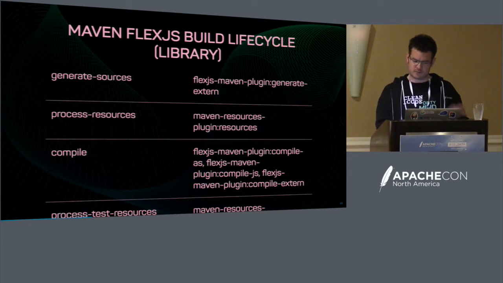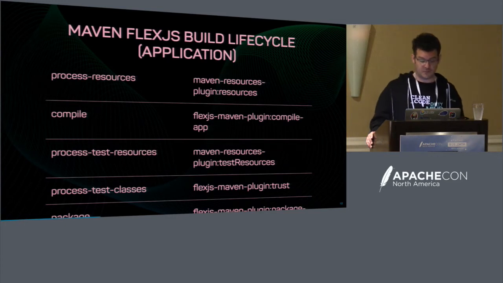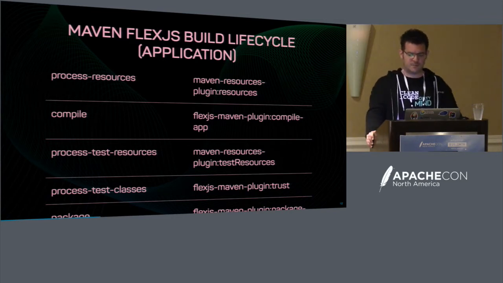Well, this is the life cycle for a library. So if I say type SWC, that's what's going to happen. If I put SWF in there, that's when we want to build an application that we can actually run. So the lifecycle looks a little different there. You can see there is no extern generation because type defs are always libraries, never applications. So you can see in that case, in the compile phase, we're running compile app.